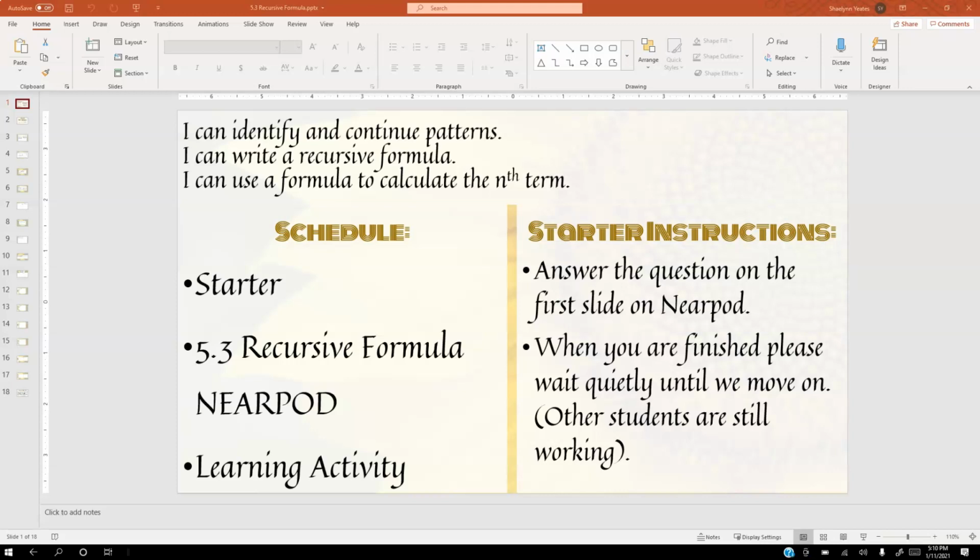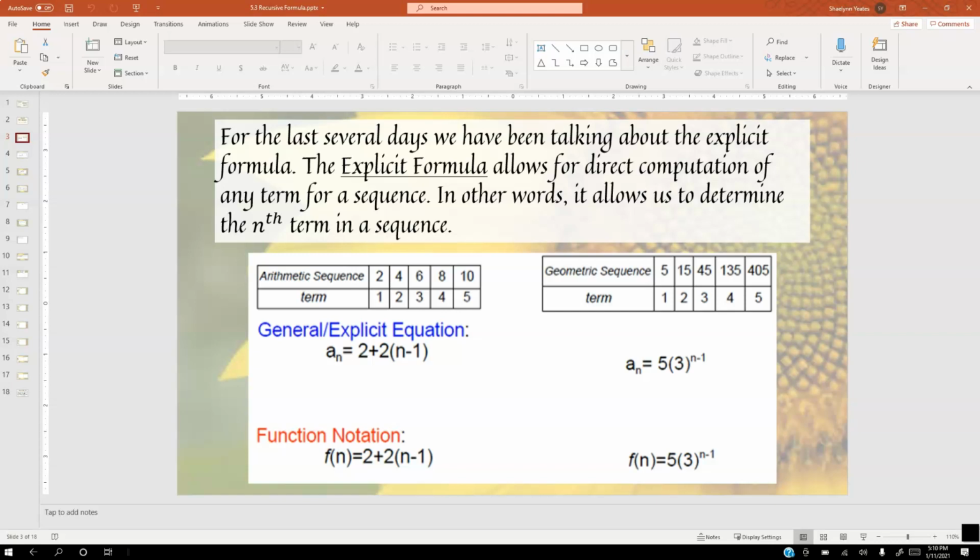All right, today what we're focusing on is identifying and continuing patterns. Again, it seems to be a pattern here. Okay, I can write a recursive formula, and we're going to use that formula to calculate the nth term. Notice recursive is not the same as explicit. We're going to be writing both today just to get our practice.